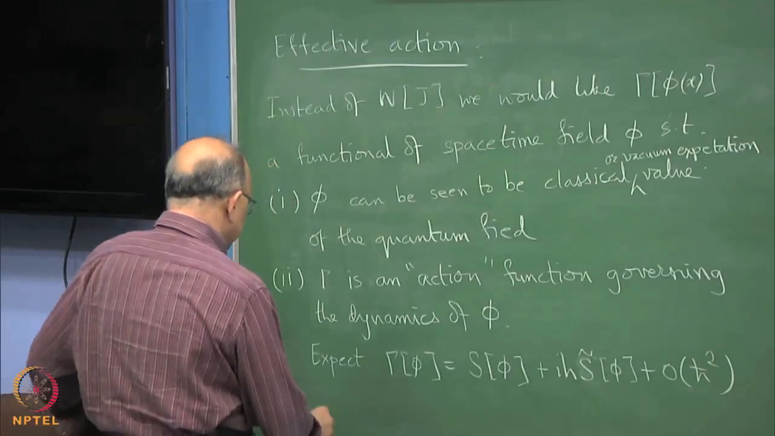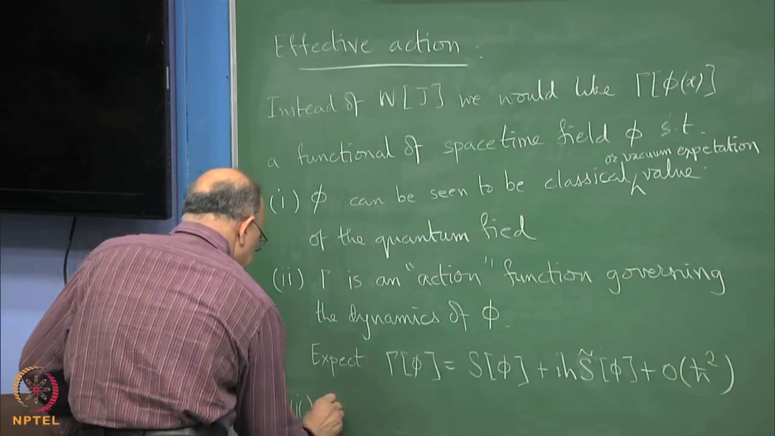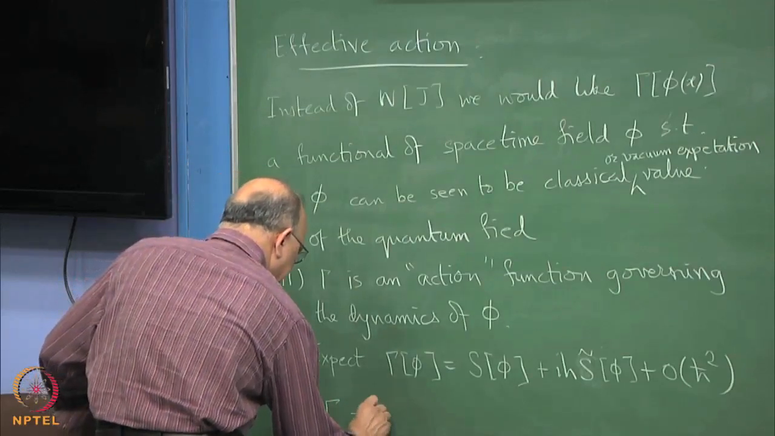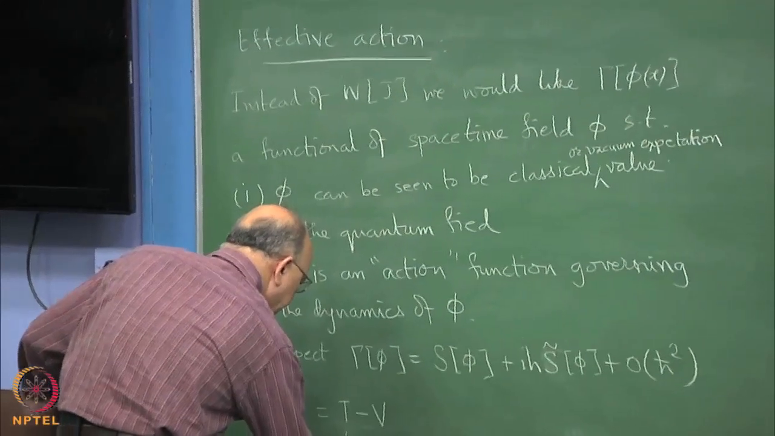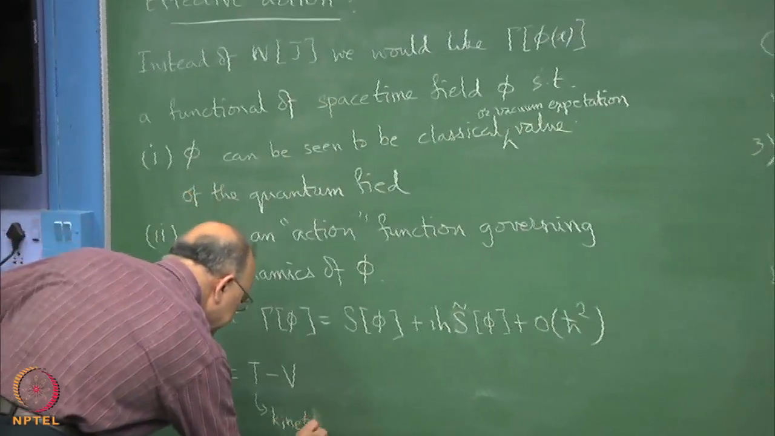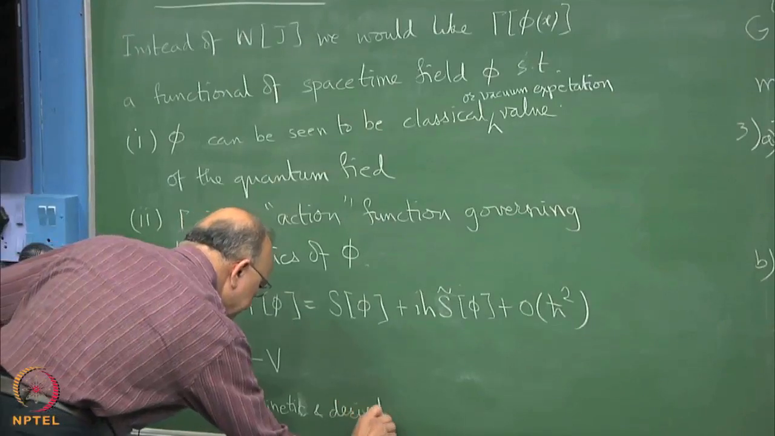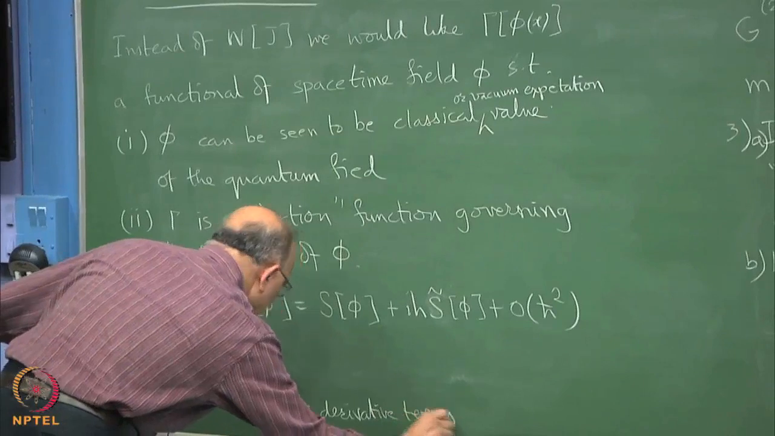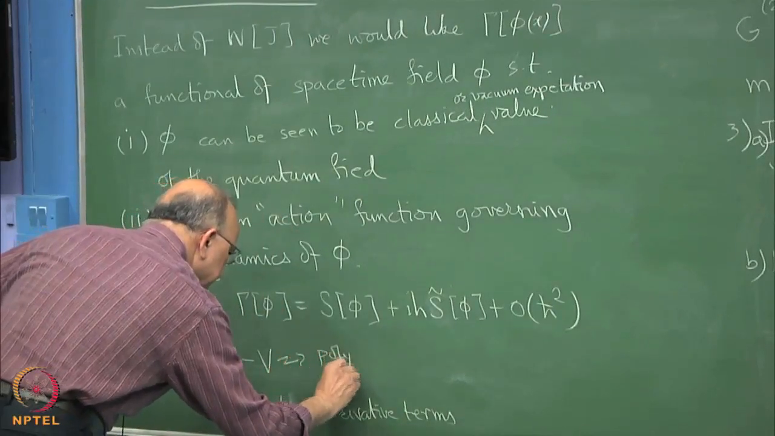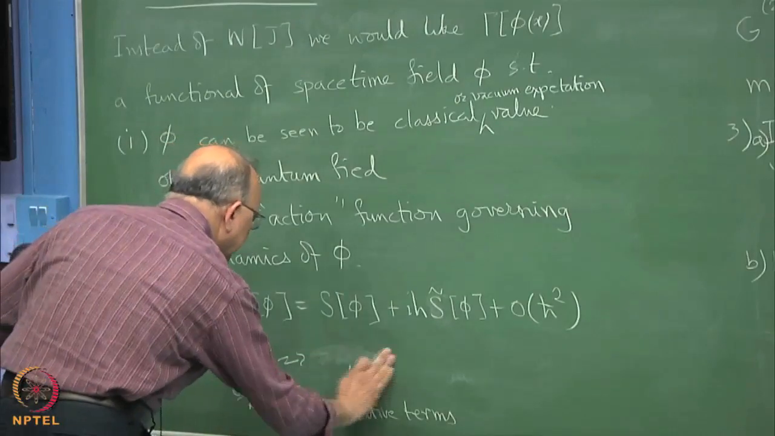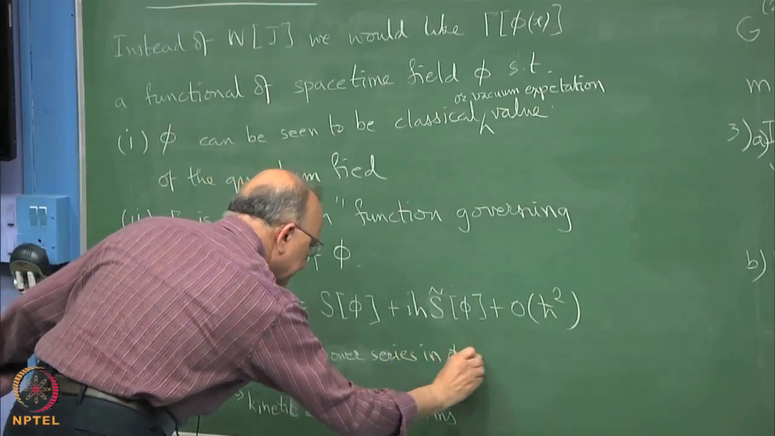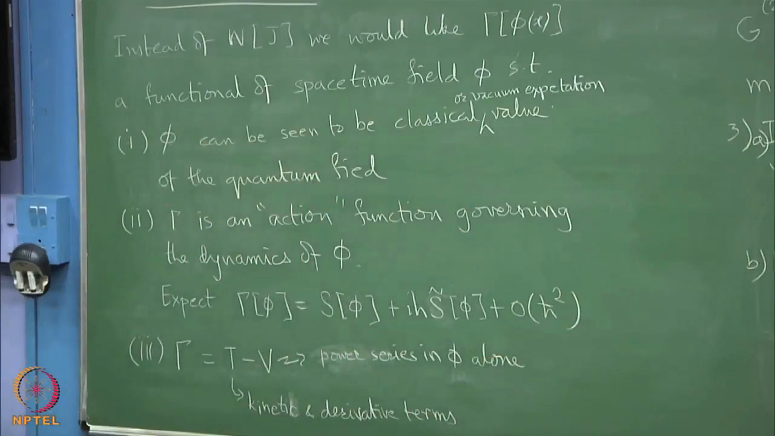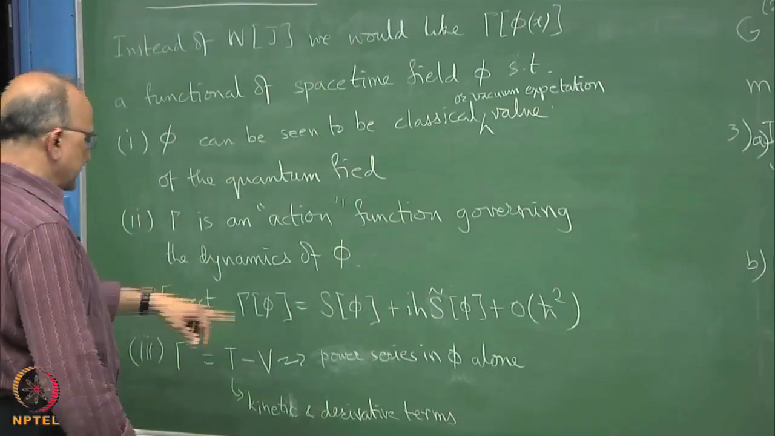And of course gamma will be of the form T minus V, where T is the kinetic term, but I should say kinetic and derivative terms. And V, a polynomial, well, power series in phi alone, not the derivatives. So that is what we call the potential, and this is what we call the effective potential. So this is called effective action and this is called effective potential.